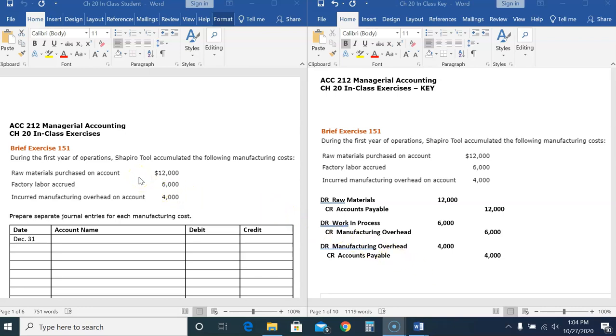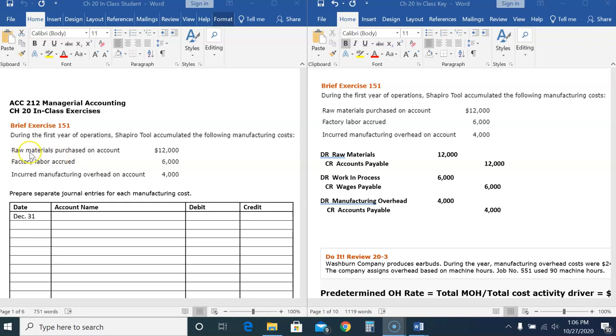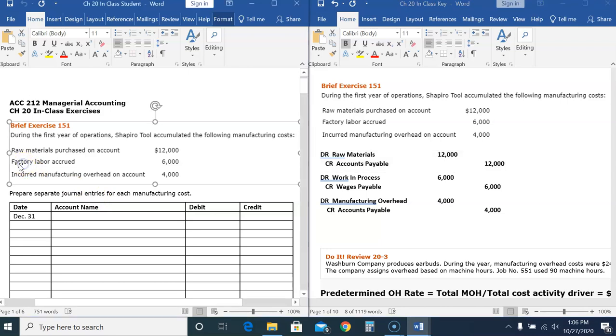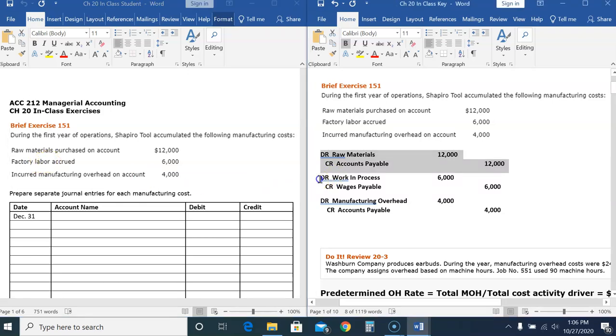Okay, let's apply those concepts to some in-class problems. Raw materials purchased on account. We will debit raw materials for the materials that will be used in production and credit accounts payable. Factory labor accrued. This is the factory labor working on making the product. Direct labor is debited into work in process, and accrued typically means we haven't paid for it yet. We will pay it, so we will credit wages payable. The key here is to note that work in process is debited for our actual direct labor cost.